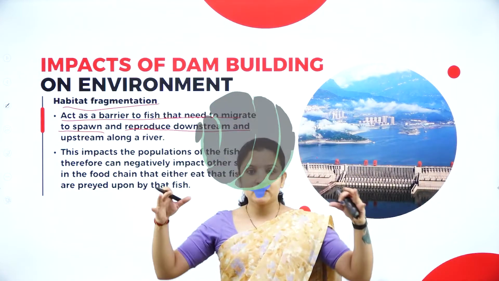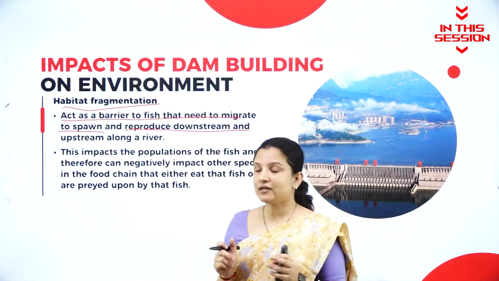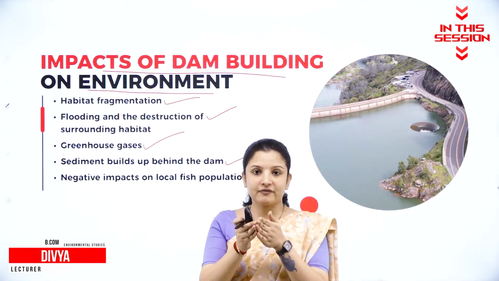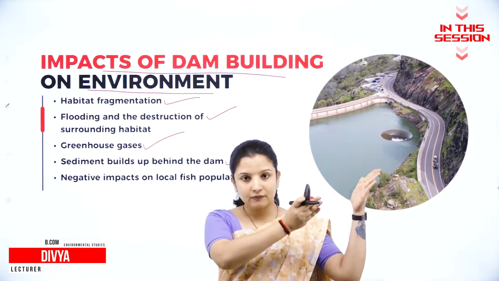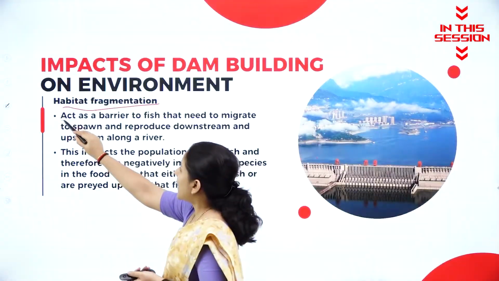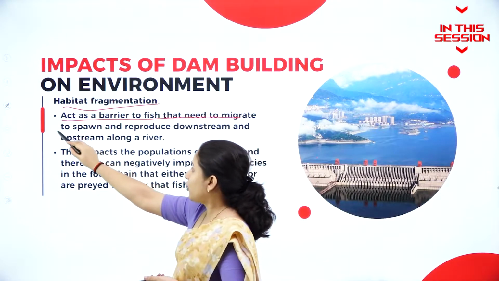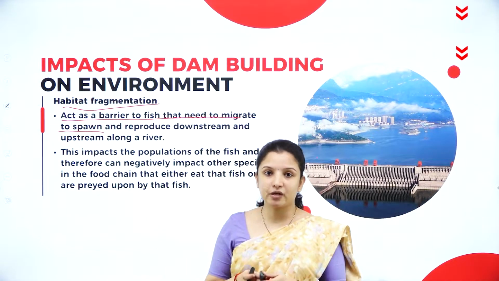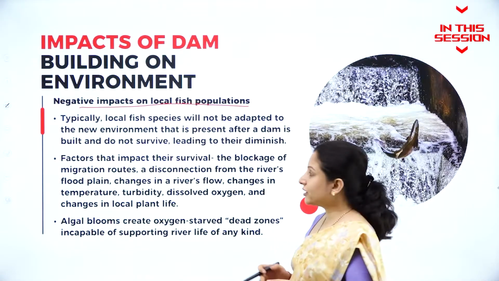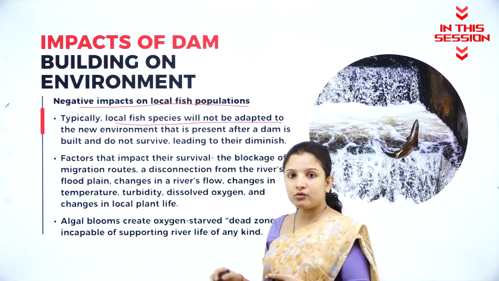The habitat of the river has been broken into two parts. So that is called habitat fragmentation. Dams are built in the center of a river, right? So that whatever water is flowing can be collected by the huge dams. They act as a barrier to fish that need to migrate to spawning. Spawning means, in order to give birth to young ones, they need a suitable ground. So typically local fish species are not that well adapted to a new environment.